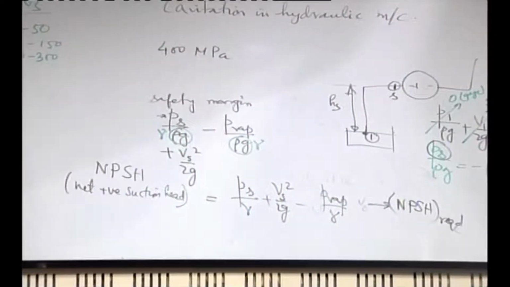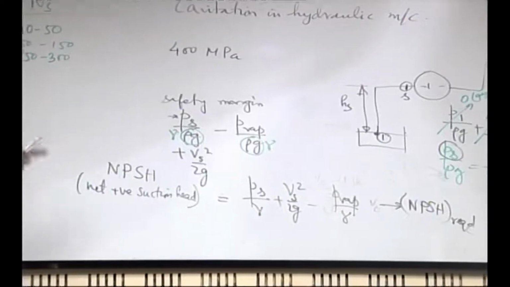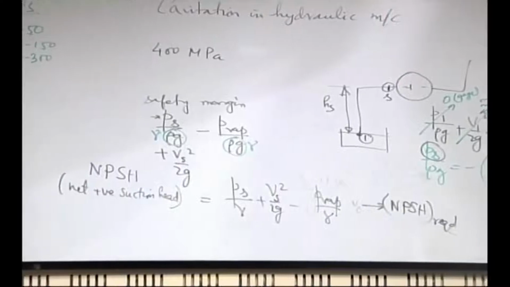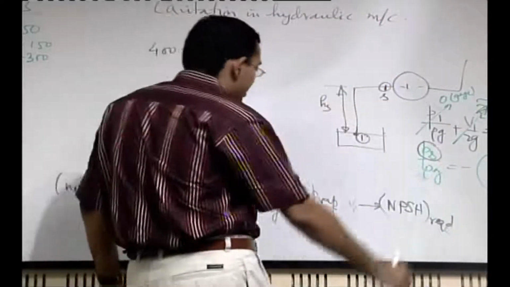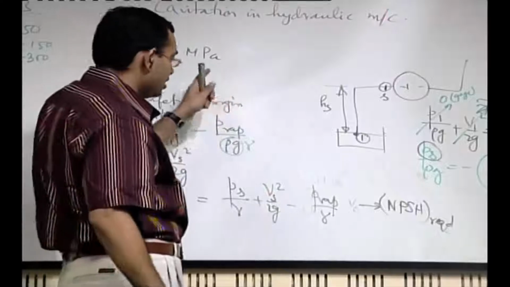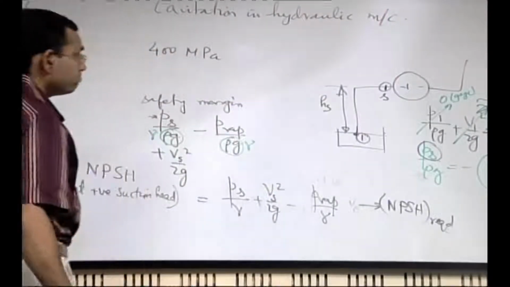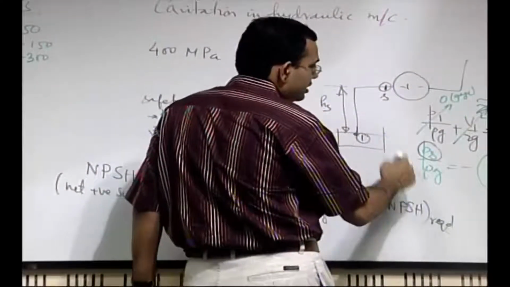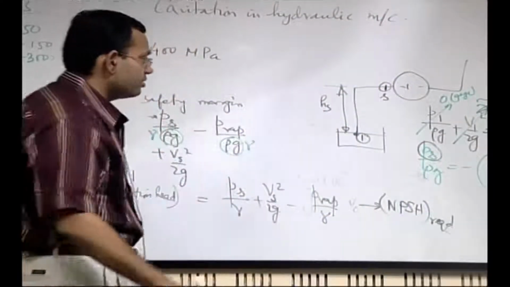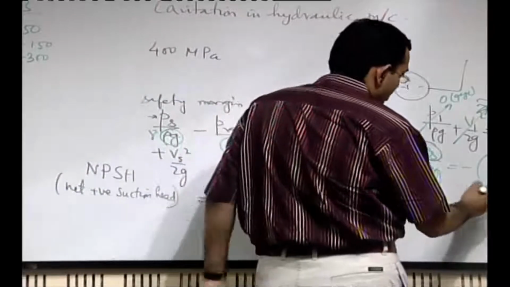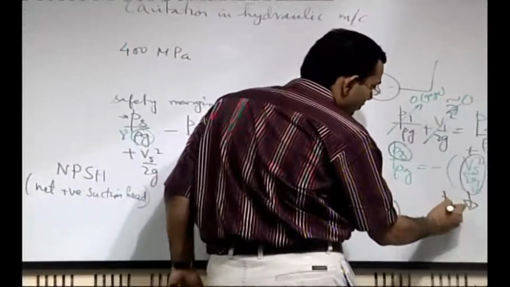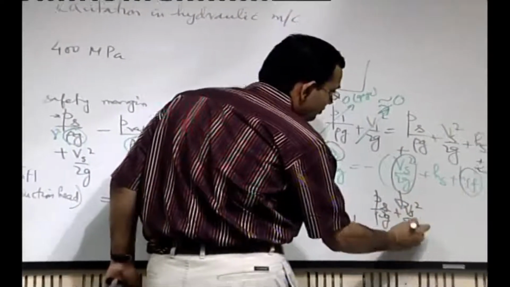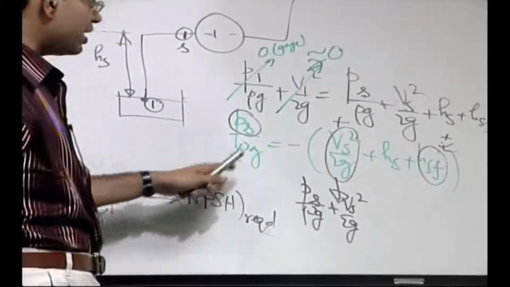What is the net positive suction head that is available? It depends on the system in which the pump is located. So let us try to relate this with what happens in the system. So in the system, see, you can write, so let us consider this equation. If you write it for the system, then let us write one more step. You have Ps by rho g plus Vs square by 2g.